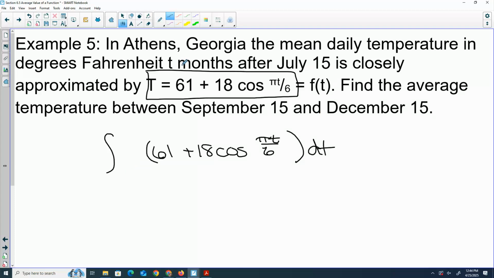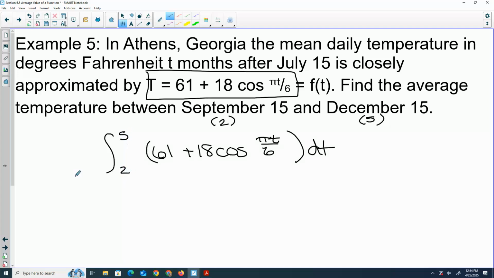It tells us T is the number of months after July. So, how many months after July is September? 2. And December is how many months? 5. I had to think: August, September, October, November. I counted September to December, and I counted 4 because I included both. So I can't really count months.